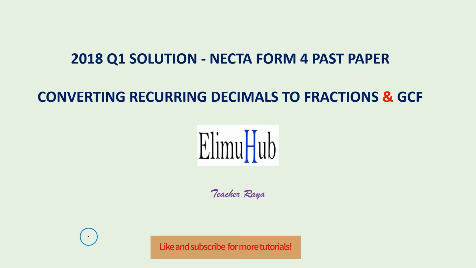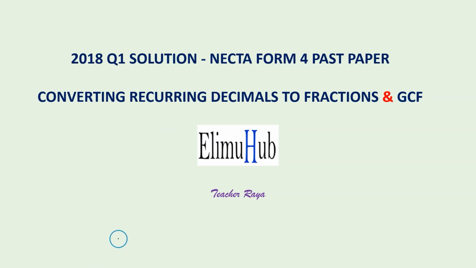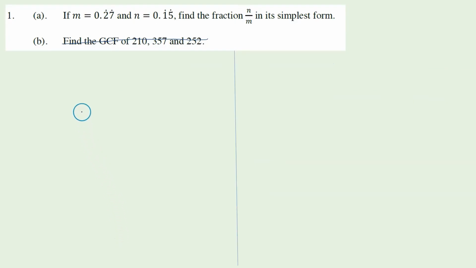I'm going to solve question 1 from Nectar 2018 Form 4 past paper. The topic for this question are converting recurring decimals to fractions, and the other part we're going to find the greatest common factor. Okay, so we are told for A, if m is 0.27 recurring and n is 0.15 recurring, find the fraction n over m in its simplest form.